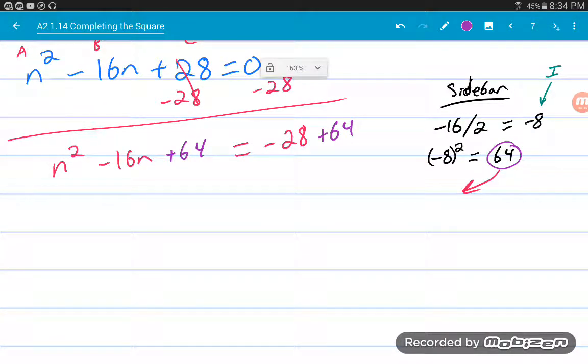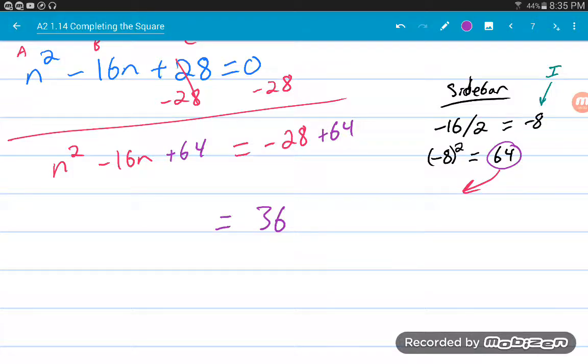Now I'm going to rewrite the right hand side of the equals sign. I'm getting a little slanted here, so let me fix this. It's equal to negative 28 plus 64. So that's the same thing as 64 minus 28, which is going to be 36. Yeah, 36. Okay. Just didn't want to bust out a calculator. So that's going to be equal to 36.